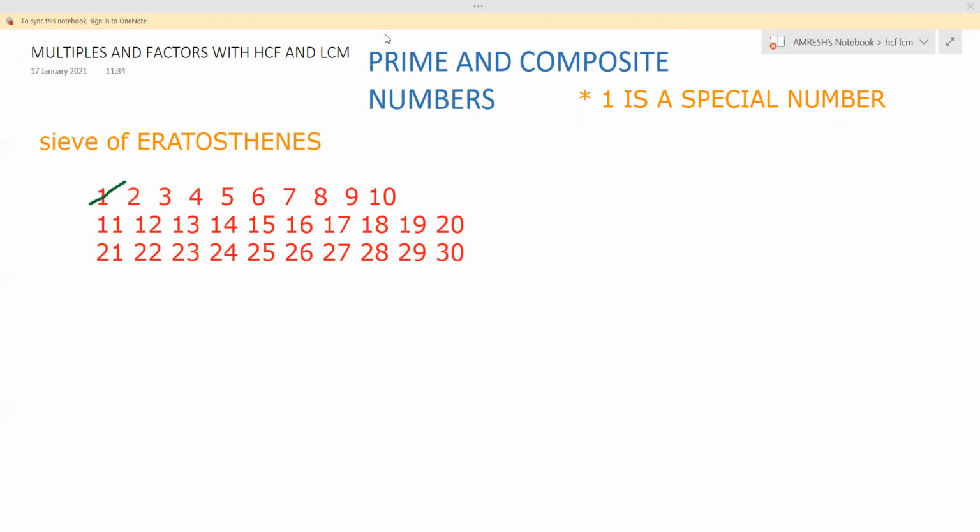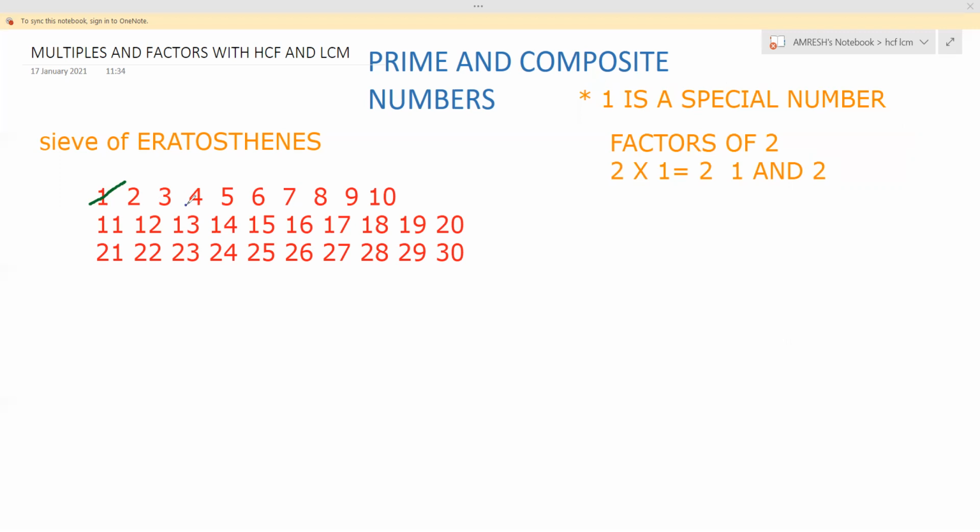Then you have to cross out the multiples of 2. First you will check the factors of 2. 2 into 1 is 2. Every number is a factor of itself and 1 is a factor of every number. Is there any other factor? No. So 2 has only 2 factors, 1 and 2. So 2 cannot be a composite number. 2 is a prime number. So leave 2. Then you have to cross out all the multiples of 2 except 2.